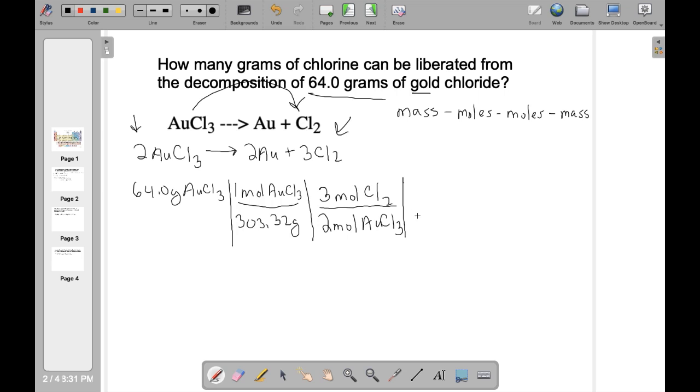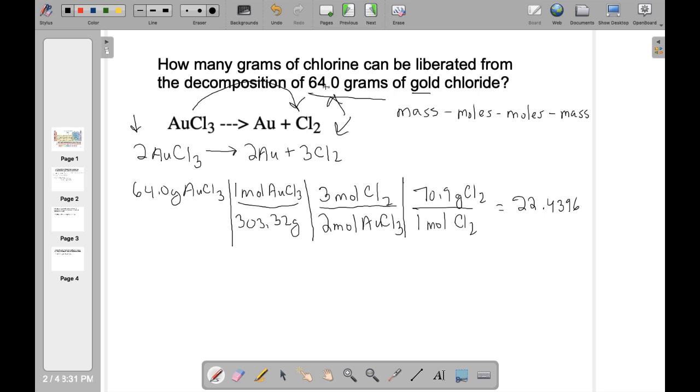I know that 1 mole of chlorine equals 70.9 grams of chlorine. And when I do the math, it is 64 divided by 303, just ignore these ones, 0.32, times 3 divided by 2, times 70.9 equals 22.4396.